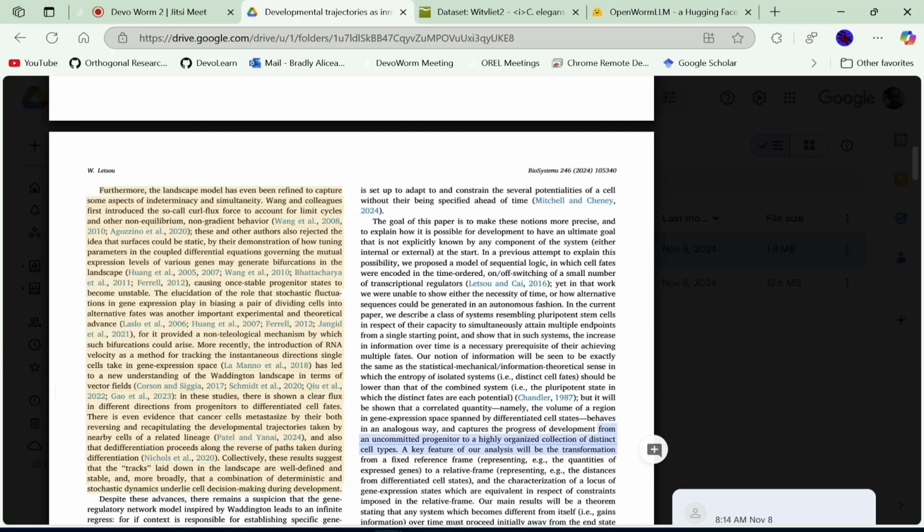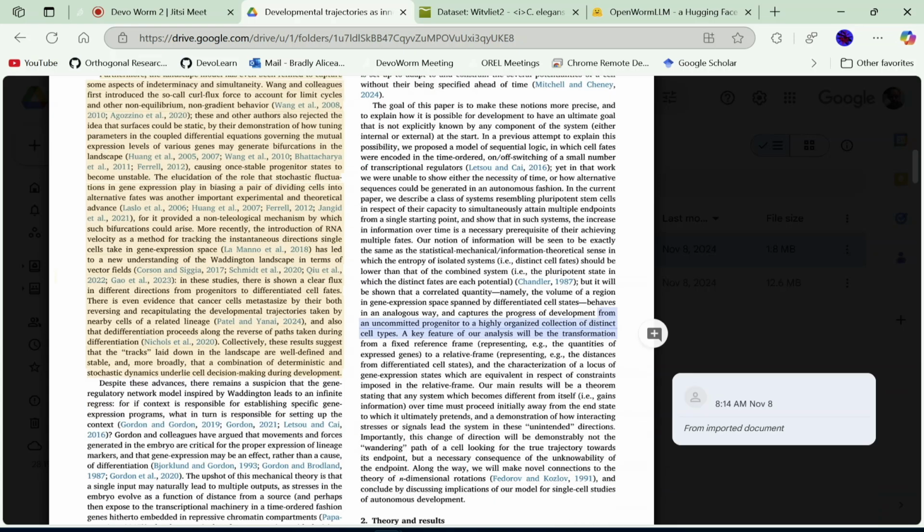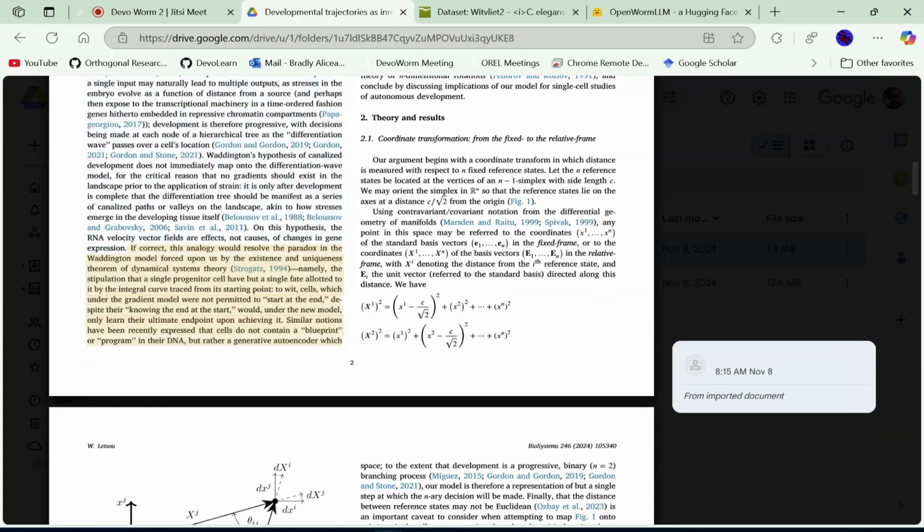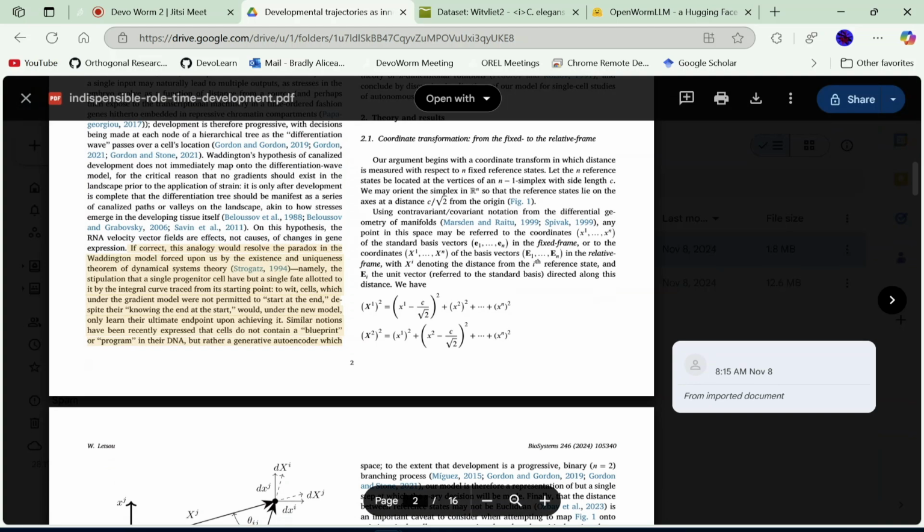So this is what I was talking about: there's this idea in developmental biology that there's a blueprint or program that tells the cell where to go to the endpoint from the beginning. And so the cell knows what it needs to do, it just needs to get there. Now that, of course, invokes teleology. It invokes a lot of assumptions about what's going on in the cell, what's going on in the DNA. But what he's saying is that there's some sort of generative autoencoder.